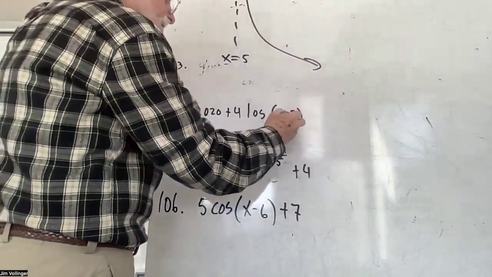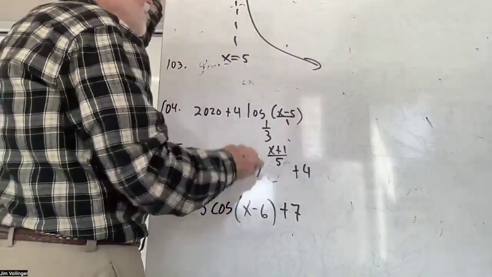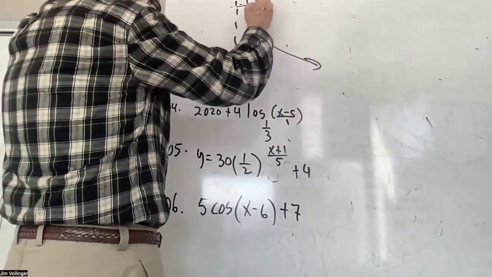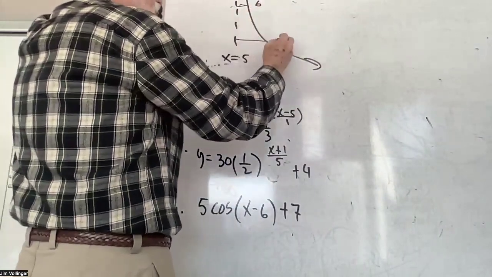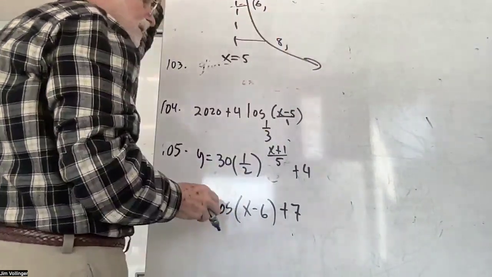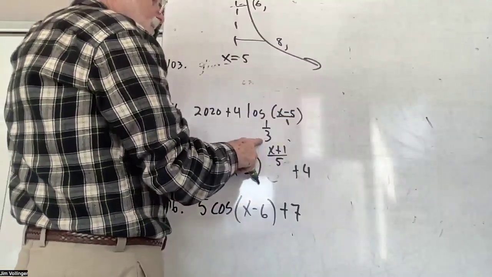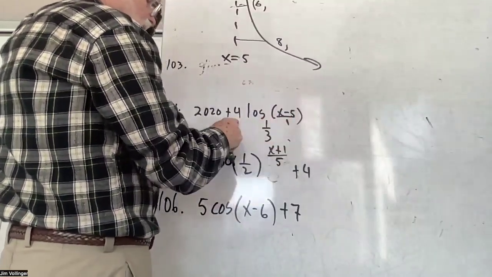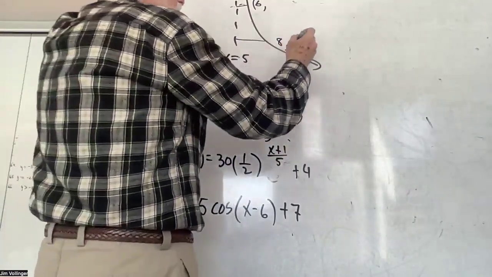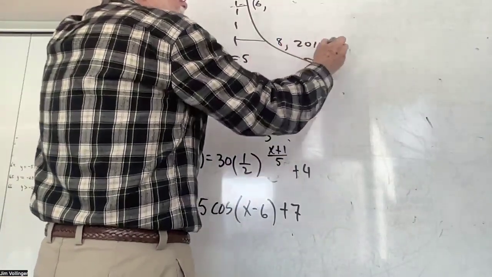So this is changing by 1 and then by 3. If I go over 1, I should be at 6. If I go over 3, I should be at 8. Those should be my friendly numbers. Let's put an 8 in. 8 minus 5, 3. What do you put on top of 1/3 to get a 3? -1. -4 plus 20. 2016.